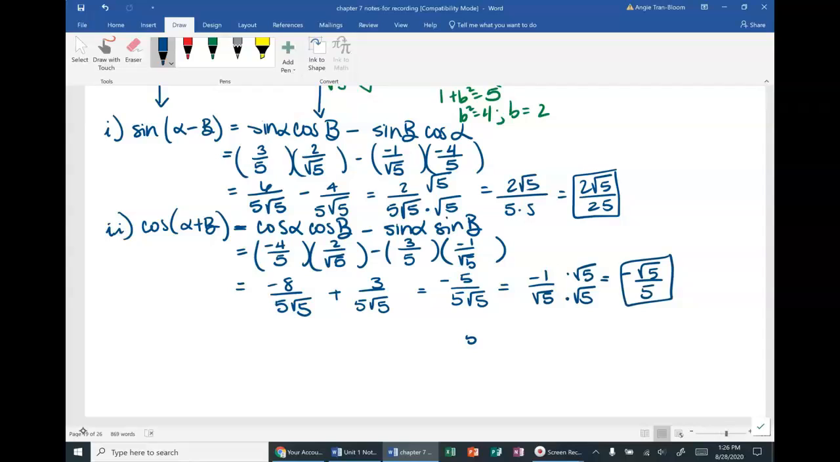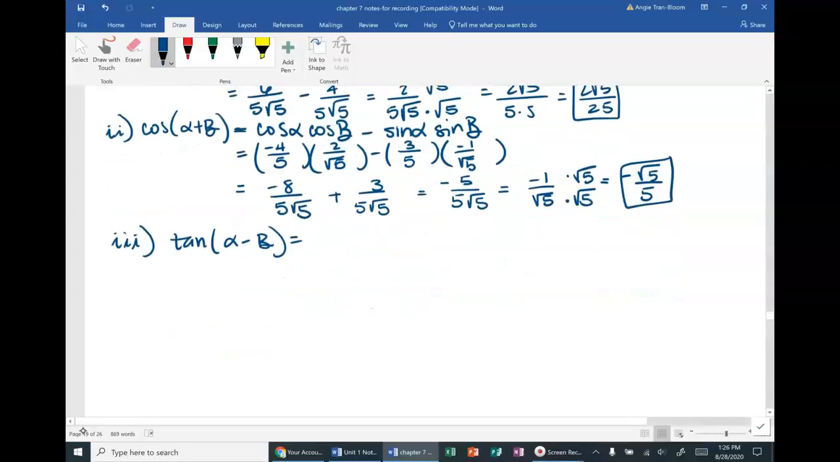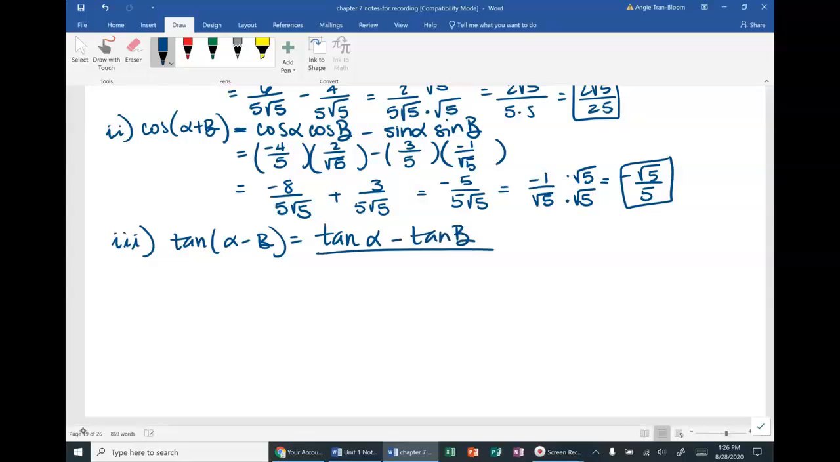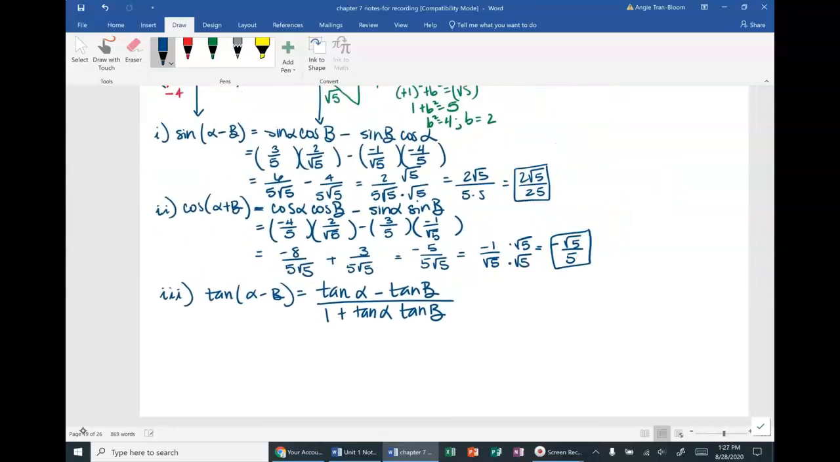Now, our last one is tangent. Tangent of alpha minus beta. Again, if you don't have this already memorized, then go ahead and write down the identity. Ours is tangent of alpha, take away tangent of beta, all over 1 plus tangent of alpha times tangent of beta. Now I'm just going to pinch this in so I can see the triangle again.